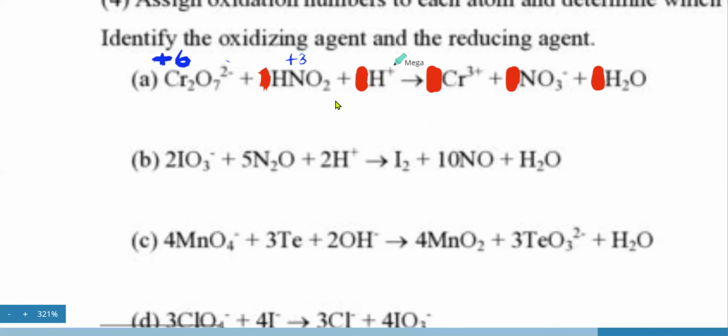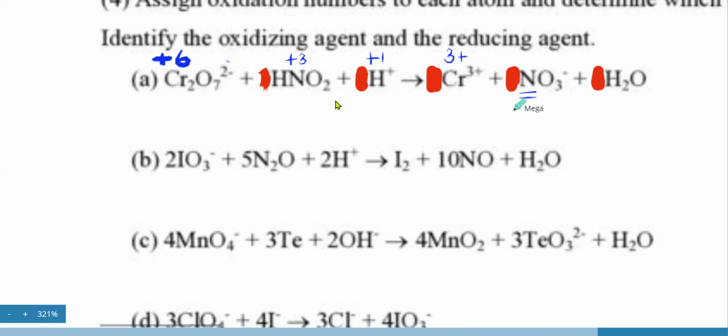I said, what about H over here? That's already plus 1, so it's already given. So forget that. Cr over here is 3 plus. That's already written over here. What is N in NO3 minus 1? Yeah, I mean O is minus 2. What is N? Is it 4?